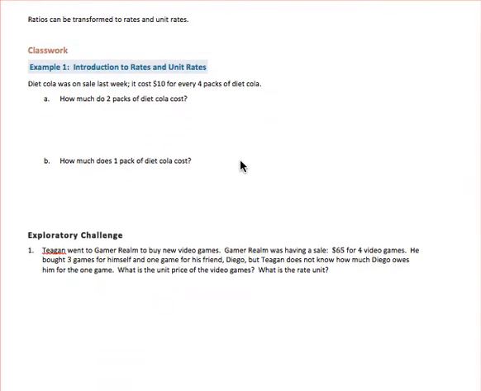In example 1, we look at the price of Diet Cola, which was on sale at $10 for every 4 packs of Diet Cola. How much do 2 packs of Diet Cola cost if 4 packs cost $10? We could make a table, or we could simply consider these as equivalent ratios. So if the cost is 10 to 4, we could divide both the numerator and denominator by 2, which would give us $5 for 2.